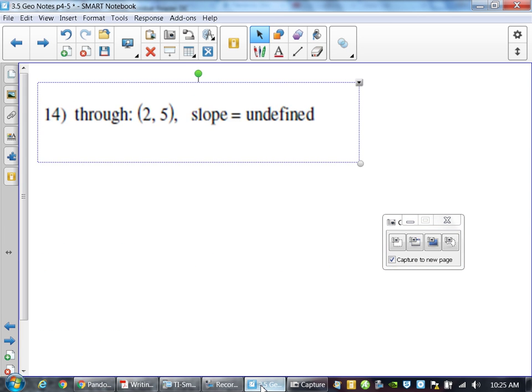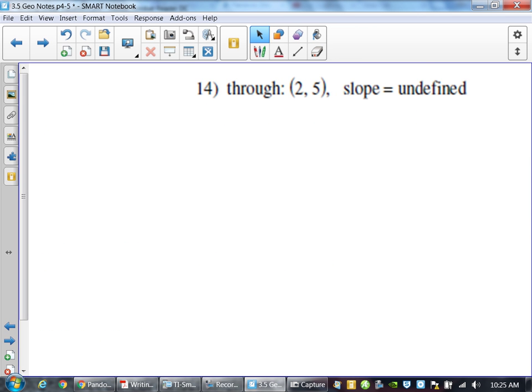Number 14 wants you to write the equation of a line that has an undefined slope that goes to the point (2, 5). So right off the bat, what kind of lines have slopes that are undefined? Vertical. What's the equation of every vertical line?